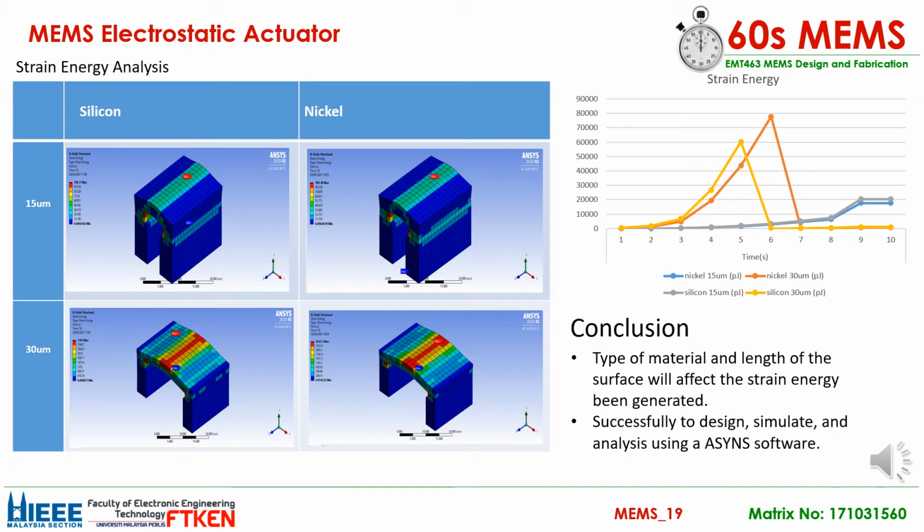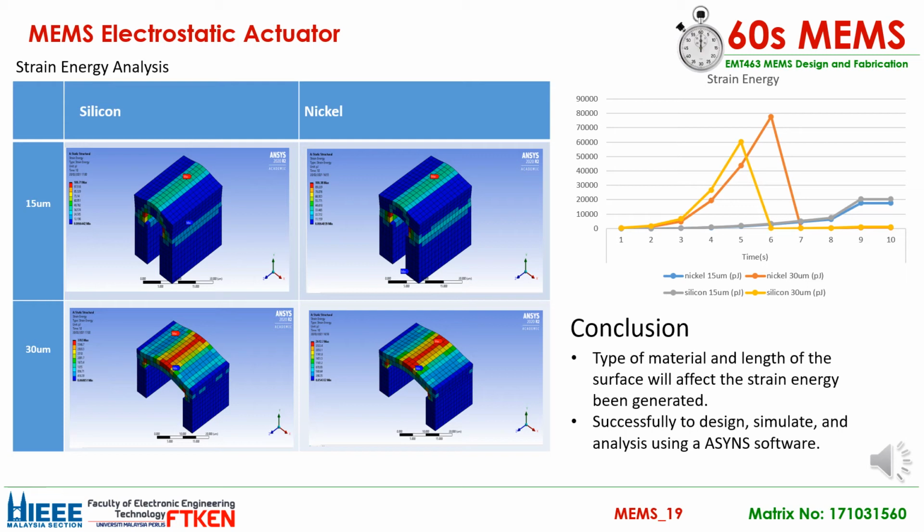When an elastic structure stretches, it stores energy known as strain energy. The strain energy is a source of potential energy obtained in a structural component because of elastic deformation. In the simulation, we varied the material and the length of the surface where we applied the force to generate the strain energy output. The first material we use is silicon, and the second is nickel. We also varied the surface area with 50 micrometer and 30 micrometer.